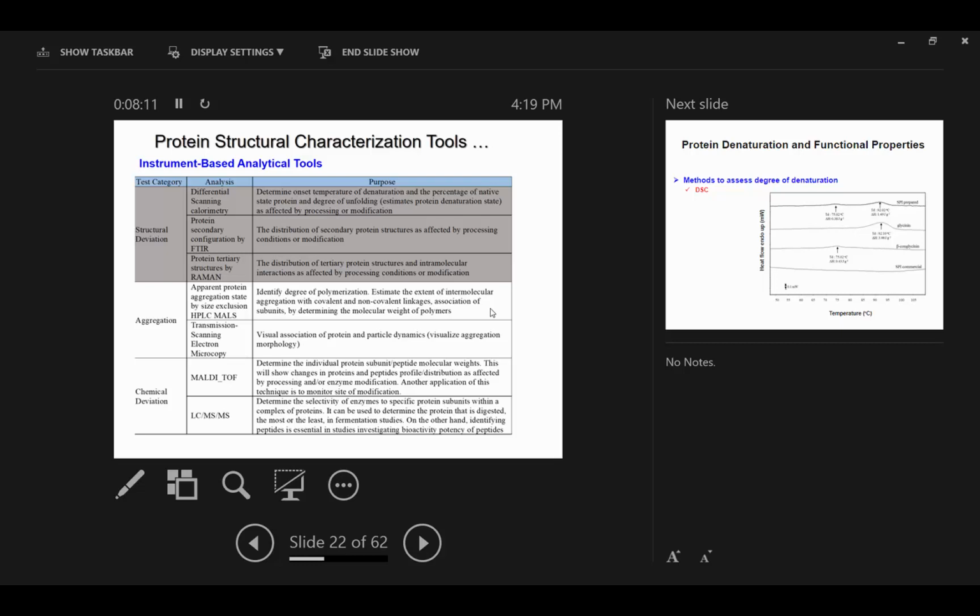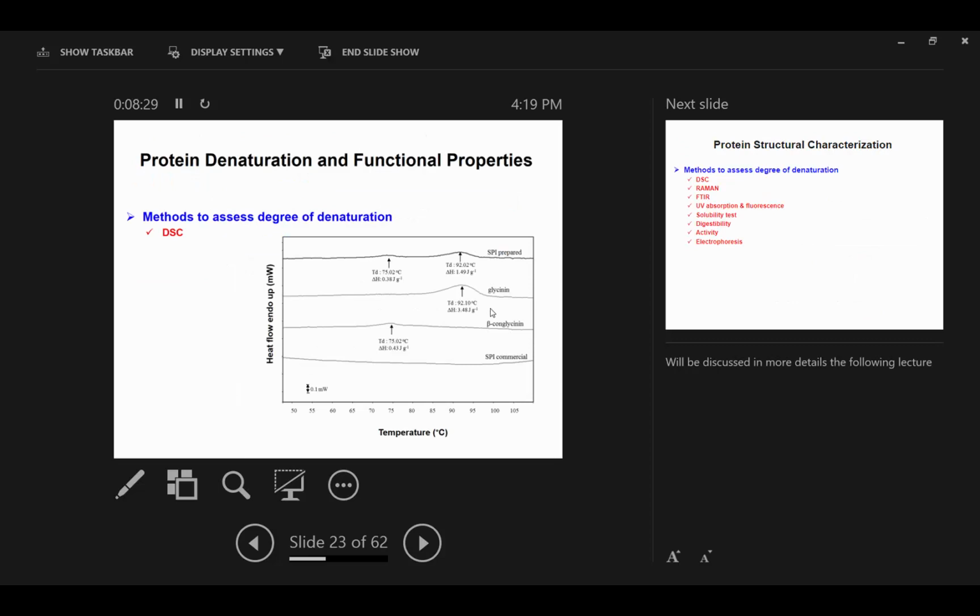Moving into instrument-based analytical tools to determine protein structure. The one that is very common and often used, when you want to determine the impact of thermal treatment on protein denaturation, one of the most common ways to do that is by differential scanning calorimetry.